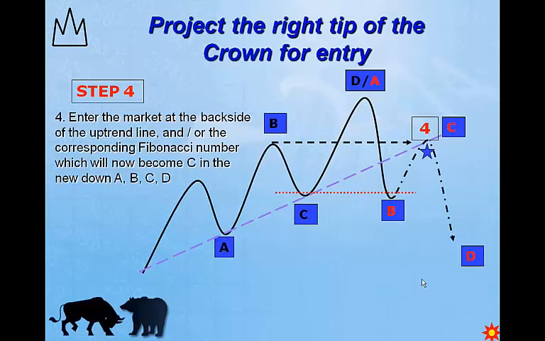Now, step number 4, we enter the market at the back side of that trend line or at a corresponding Fibonacci number, which may become now a C. So we draw our new A, B, and we wait for the C. And the C could be at the back side of this trend line, converging with this left tip and with a Fibonacci number. We look at where there is a convergence and we want to enter at that convergence.